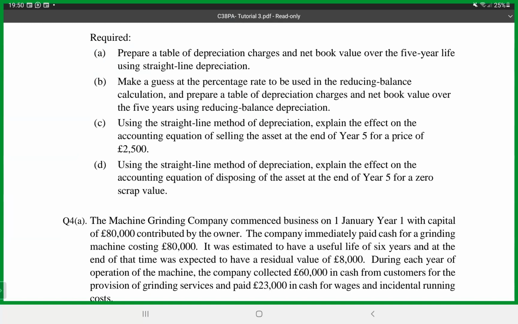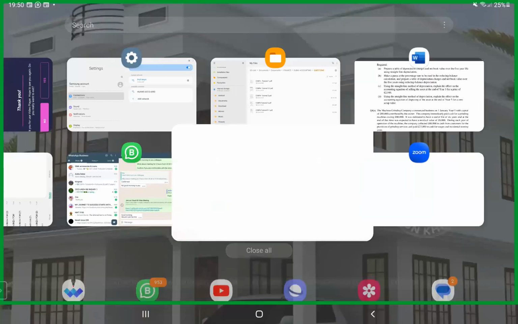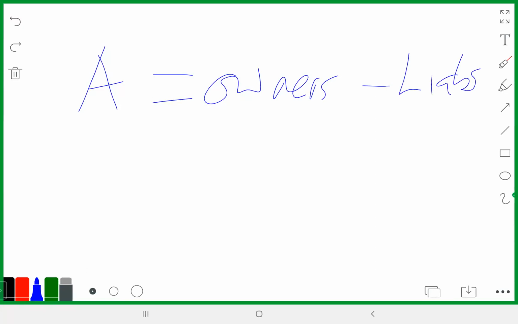Okay. We need to show some table to show you how the accounting equation is affected. First and foremost, what do you understand by the accounting equation? So obviously, you know the celebrated accounting equation that says that total assets equal owner's interest, plus liabilities. Or can it be this way? Assets minus liabilities equals owner's interest. This is the accounting equation.